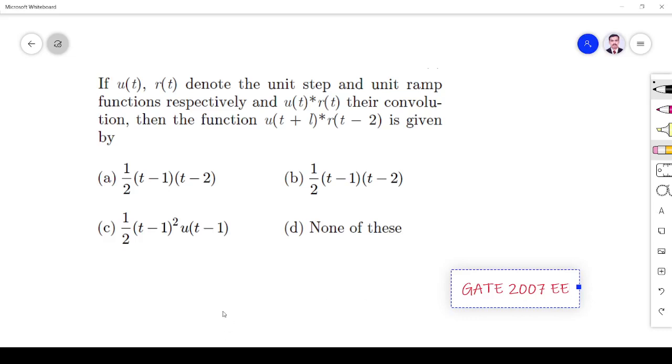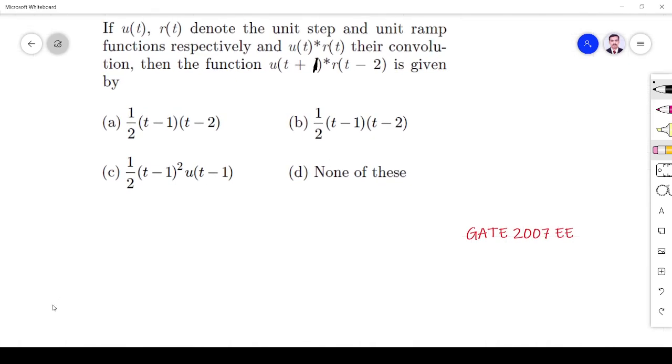Hi friends, in this video let us solve a question asked in the GATE 2007 Electrical Engineering paper. The question is: if u(t) and r(t) denote the unit step and unit ramp function, and u(t) star r(t) denotes their convolution, what is the value of u(t+1) star r(t-2)? So they asked the convolution between u(t+1) star r(t-2).